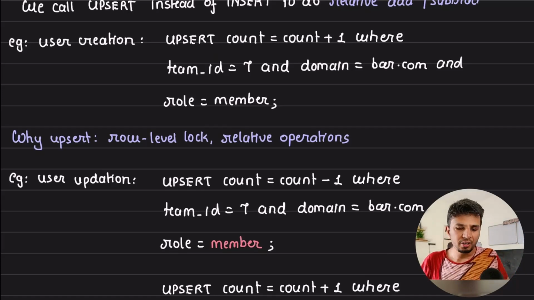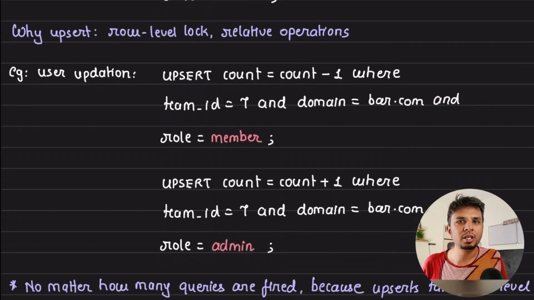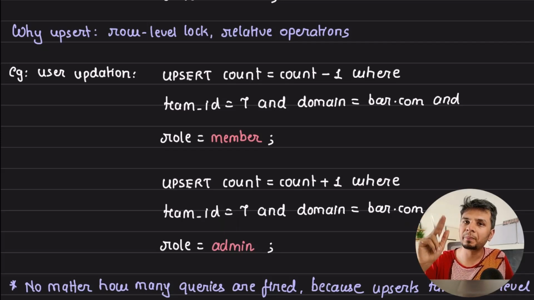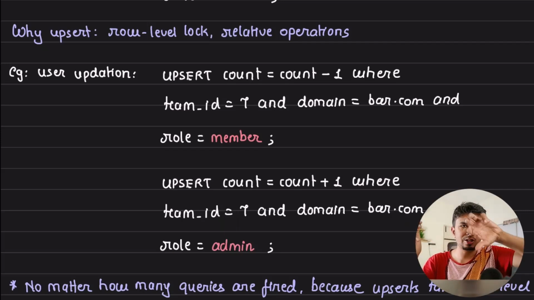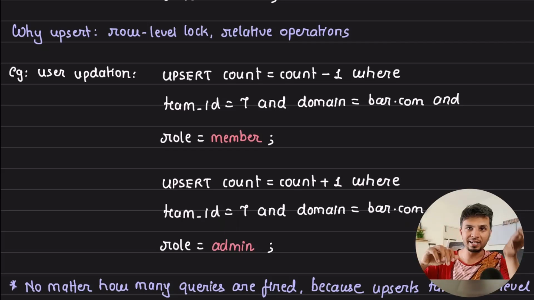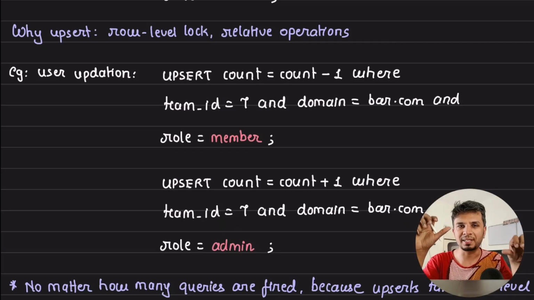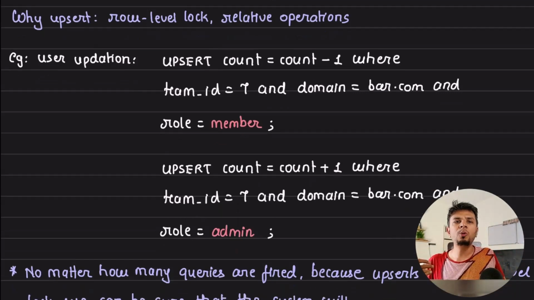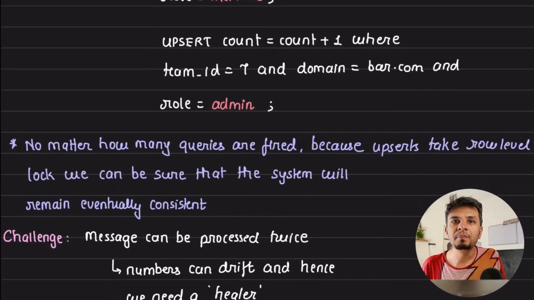Now, when you are updating a particular user, a movement that might happen is a user is elevated to become an admin. So in this case, when the role of a particular person changes, you would have to fire two upsert statements. First is where you do count equal to count minus 1 for that same thing, where role equal to member, because now member count is minus minus, while admin count becomes plus plus.